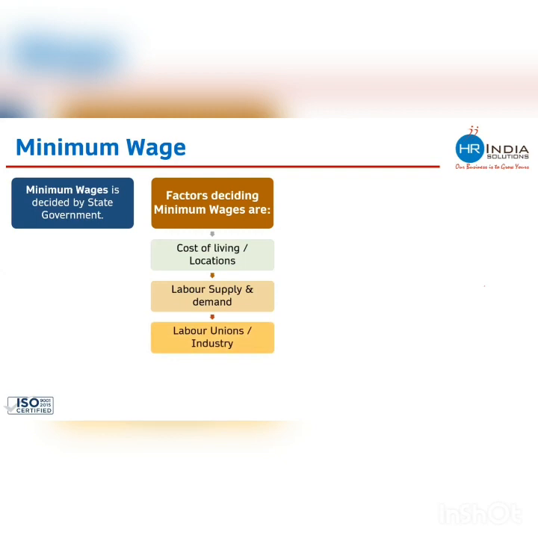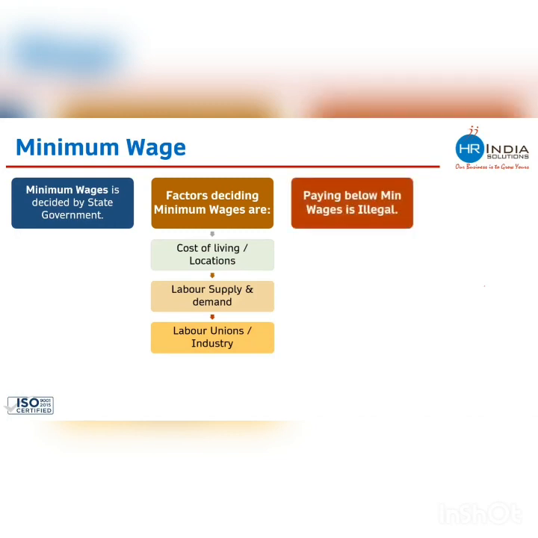Then the labor unions and industries. Labor unions play a very important role in deciding the minimum wage for the state government, because whenever they decide the minimum wage of that state, they usually consult the labor unions as well, right? So these are the factors which play an important role while deciding the minimum wages for any state.